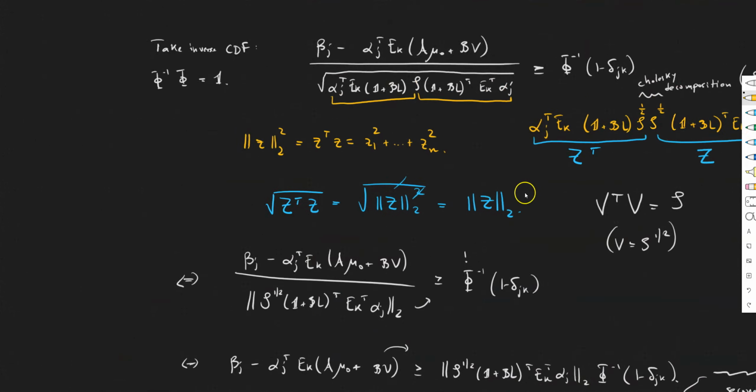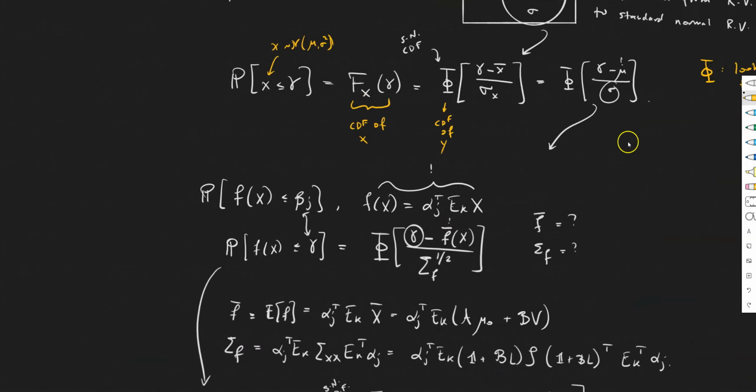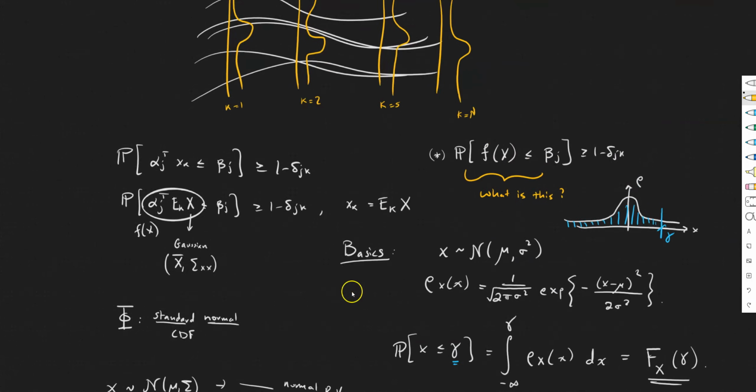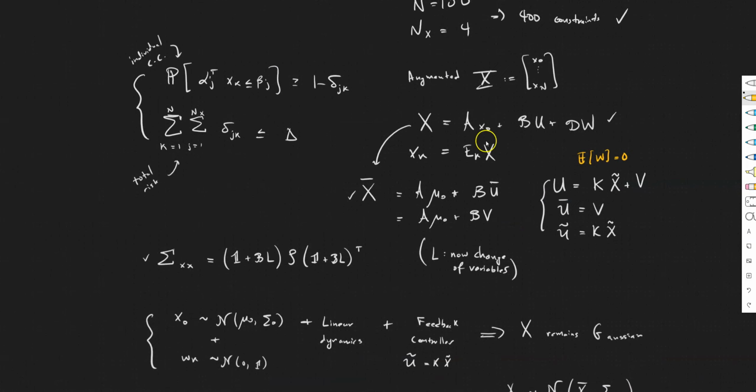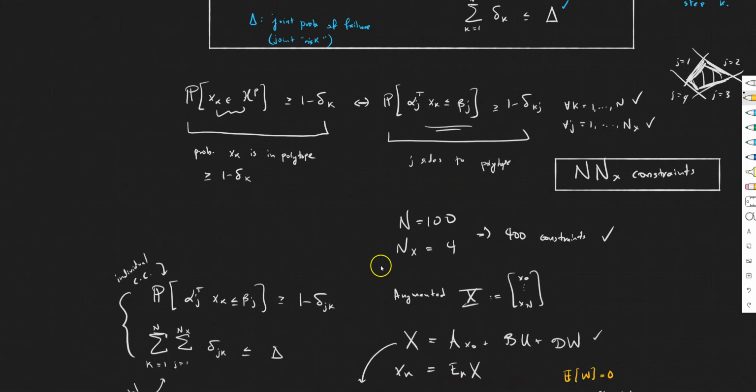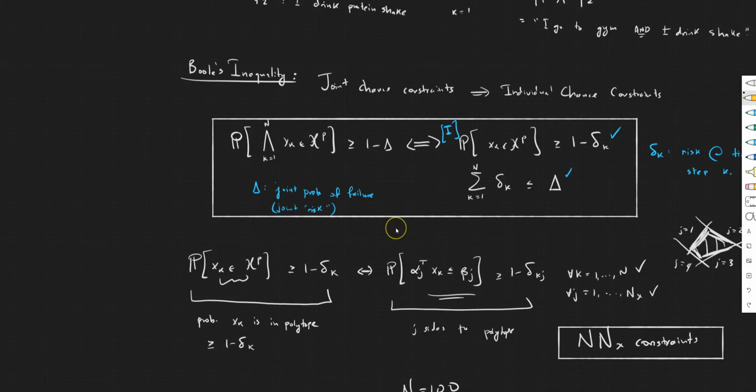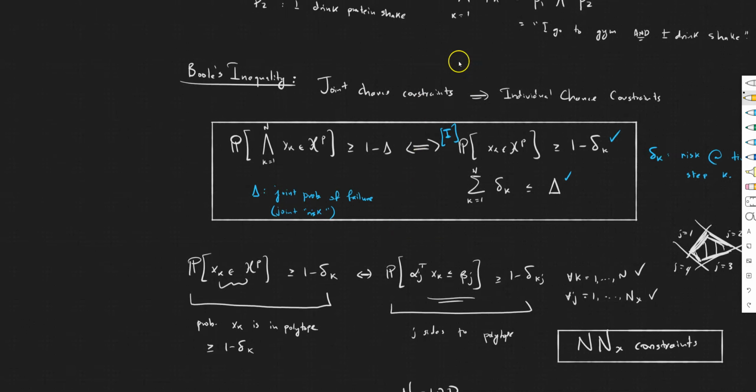So that's it. We've gone through how to reformulate polytope chance constraints. If you're curious about cone chance constraints, it's very similar. I'll attach the paper in the description. But that's about it for chance constraint optimization.